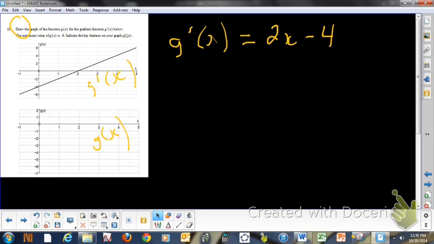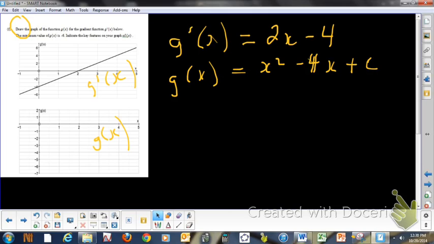So now we work backwards. We anti-differentiate, or we integrate this, and we're going to get x squared minus 4x plus c. So remember, when we work backwards, we have that plus c and so on. And so we're going to need to find the c for this particular one, because we need to know the exact one, not all the options that we have.